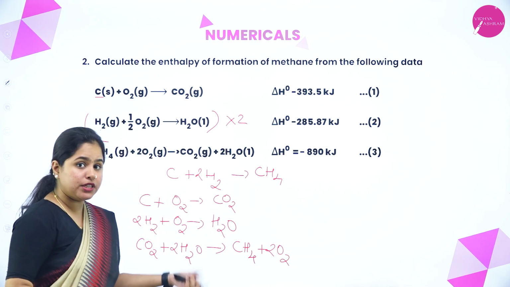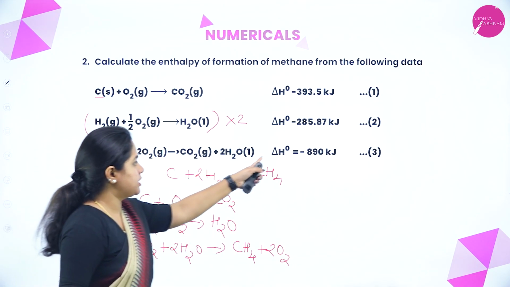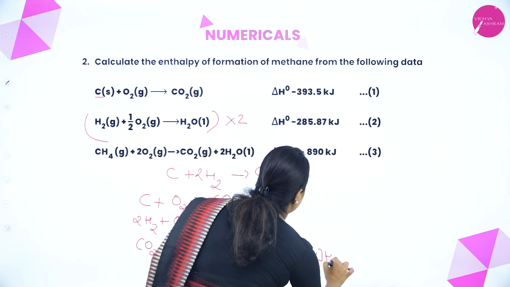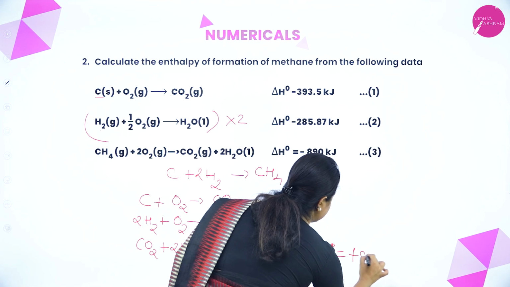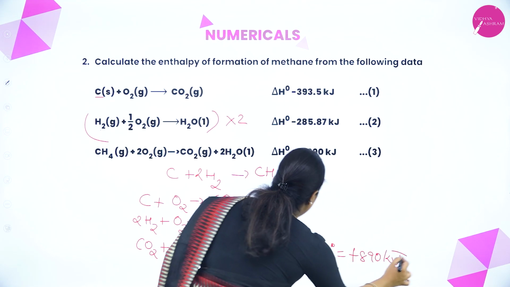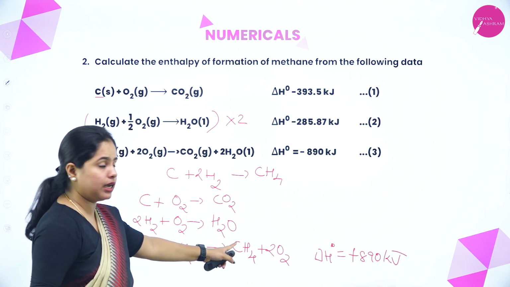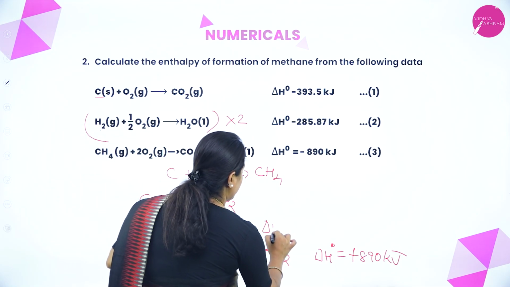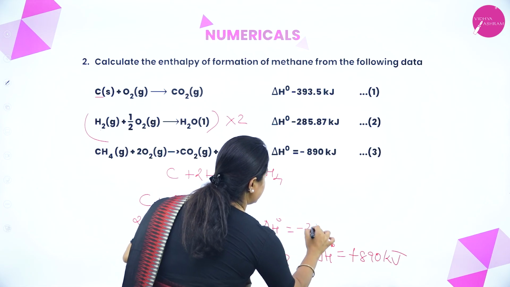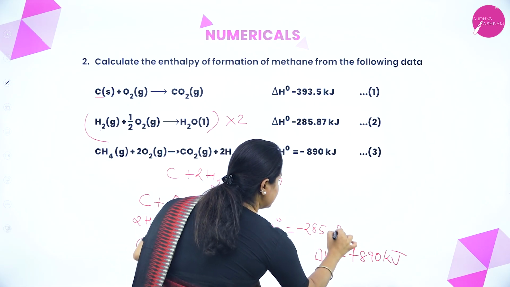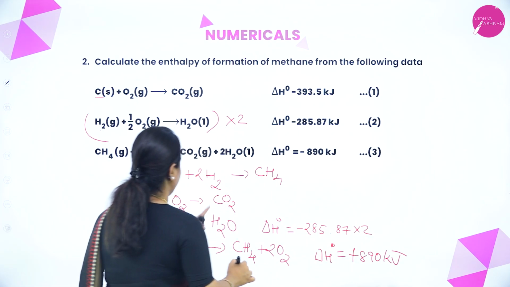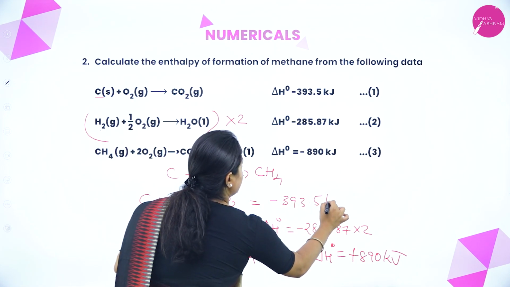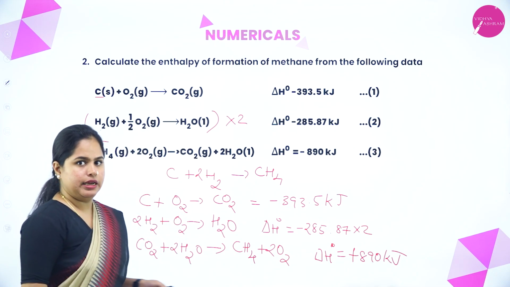So what happens to the enthalpy of the reaction? It is minus here, it becomes plus, right? So the enthalpy of the reaction becomes plus 890 kilojoule. Now what happens to the enthalpy of the second reaction? As you can see here, I have multiplied by 2. So the enthalpy also I have to multiply, that is minus 285.87 into 2 I have to do. And the first one remains the same, that is minus 393.5 kilojoule. So I hope till here it is clear.